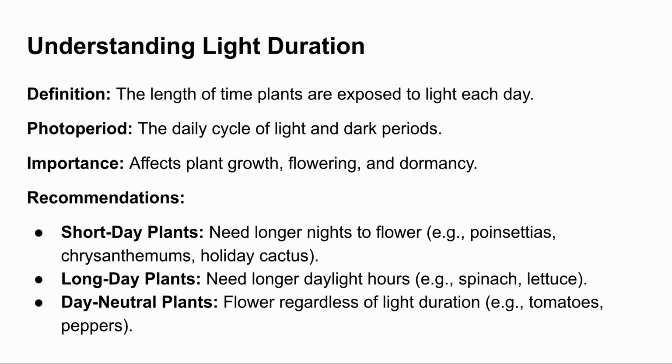Another important thing is light duration, and this is how many hours of light plants get in a day. And most plants want a cycle of light and dark. They want day and night. That is just what they are programmed to expect and to need. And certain plants can actually tell when the day is getting shorter and the night is getting longer, they start to go into dormancy.